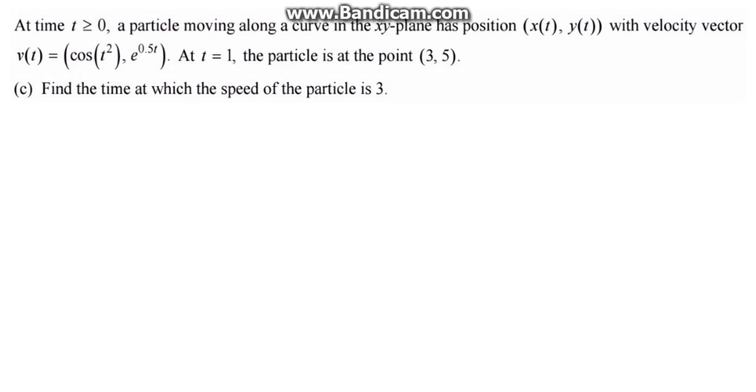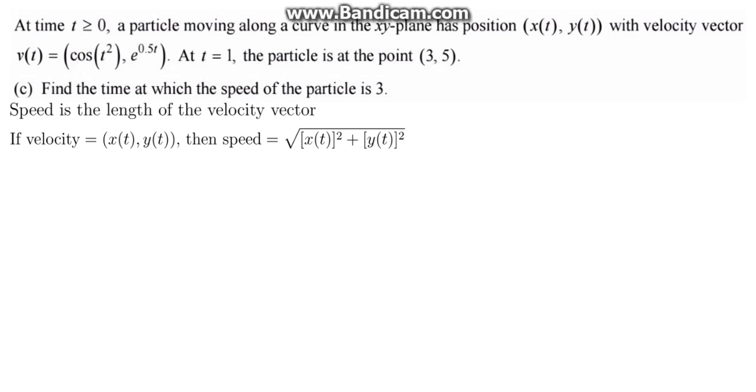Part C. Find the time at which the speed of the particle is 3. First, we have to note something very important: speed is the length of the velocity vector. Using the Pythagorean theorem, if velocity is x'(t), y'(t), then speed is the square root of x'(t) squared plus y'(t) squared. Plugging in our known formulas, speed is equal to the square root of cosine squared of t squared plus e to the t, and we're given that this is equal to 3.